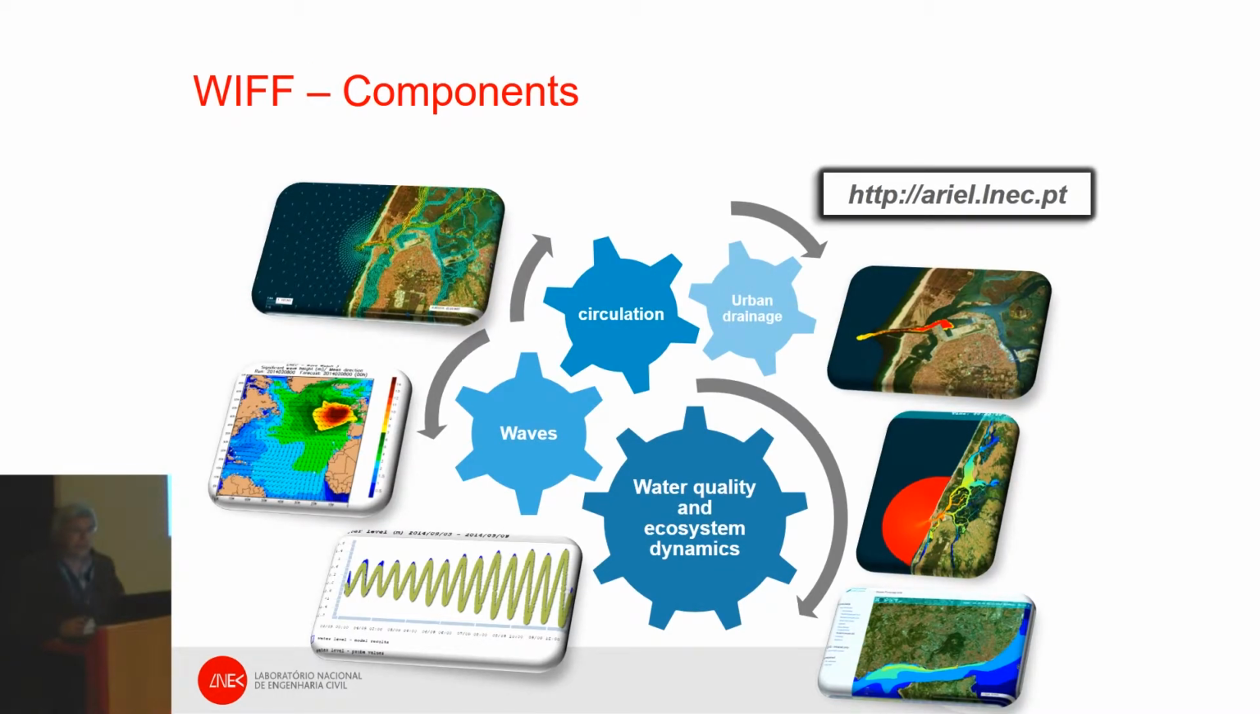So WIFF, as I said, provides forecasts of estuarine and coastal processes. I'm talking about hydrodynamics, wave propagation and generation, water quality and ecosystem dynamics, and in one particular case, we were also forecasting urban drainage. In general, our focus is in local scale, so estuaries and coastal lagoons. However, occasionally we do have to go out in the open ocean. So, for instance, we are also forecasting waves at the basin scale, so at the scale of the whole North Atlantic. But really, our interest and our focus is in the local scales.